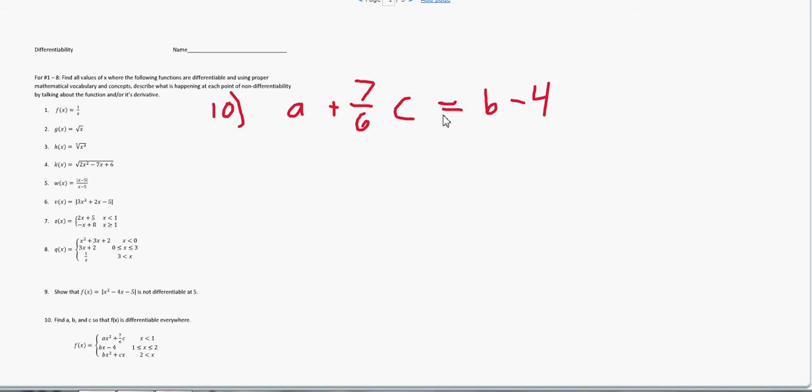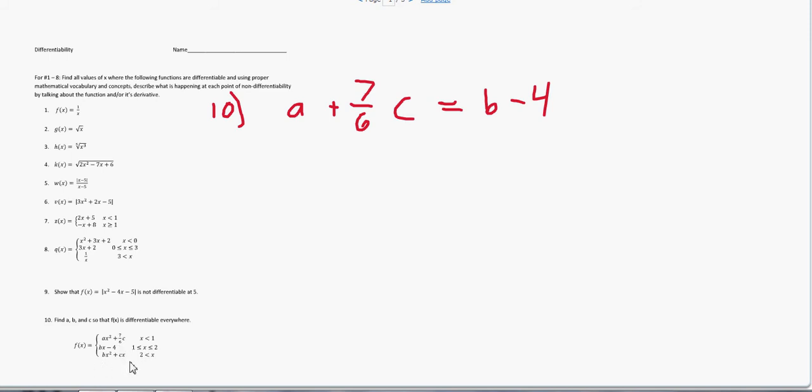We need this to happen. This is when x equals 1. We also need the middle piece, which is bx minus 4, to equal the bottom piece, bx squared plus cx, when x is 2. Again, individually, the top part is going to be continuous because it's a parabola. The middle part is going to be continuous because it's a line, and the bottom part is going to be continuous because it's a parabola.